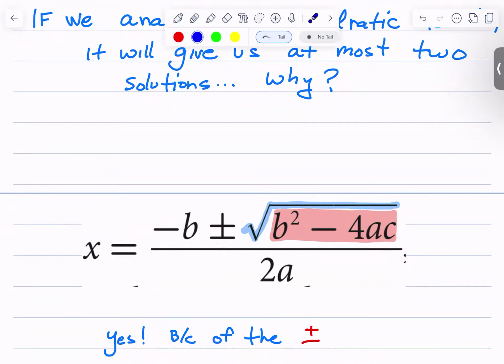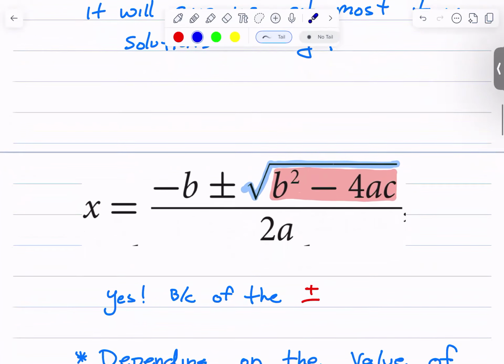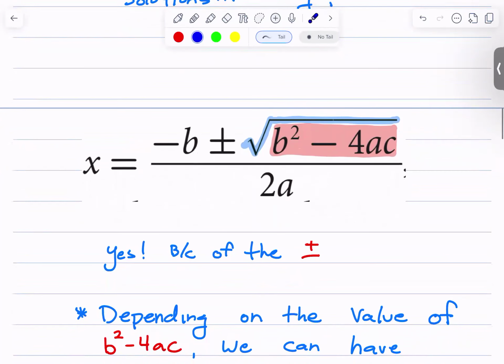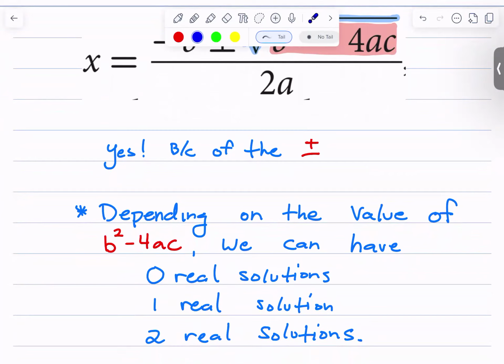The next part I want to analyze about this formula is what I have highlighted there, b squared minus 4ac. Why is b squared minus 4ac important? Because it's underneath the square root. So depending on the value of b squared minus 4ac, we can have 0 real solutions, 1 real solution, or 2 real solutions. It's either 0, 1, or 2.